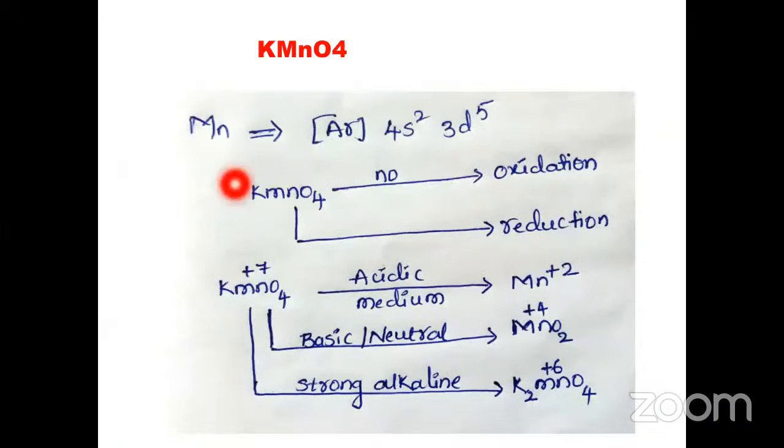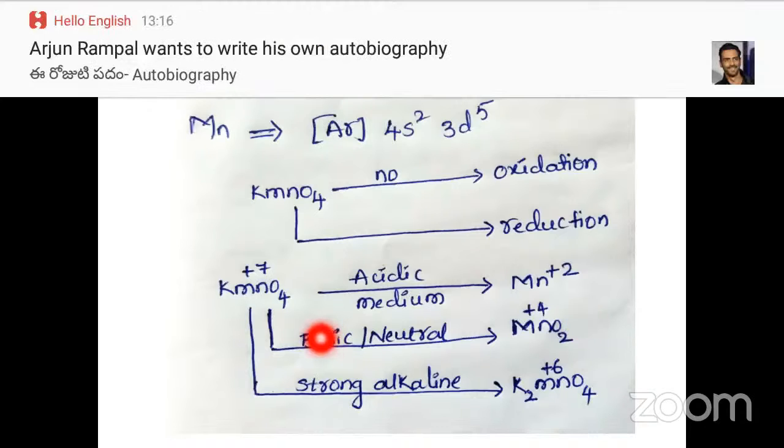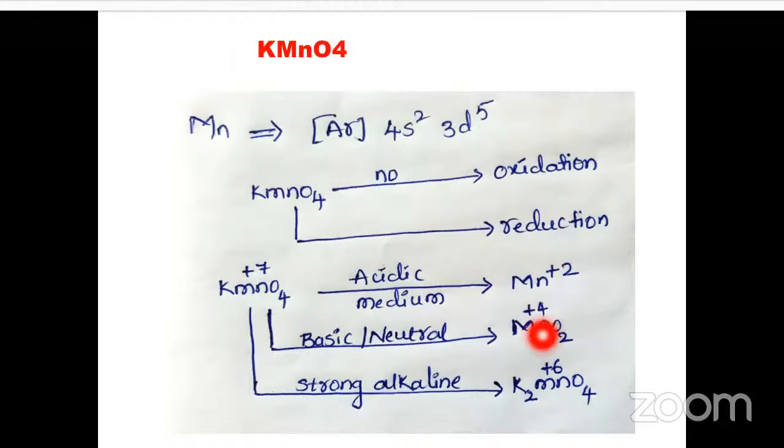Next goes KMnO4. KMnO4 does not undergo oxidation; it itself undergoes reduction. The electronic configuration of manganese is 4s2 3d5. In KMnO4, the manganese oxidation state is +7. In acidic medium it forms Mn2+. In basic or neutral medium it forms MnO2, and in strong alkaline medium it forms K2MnO4.